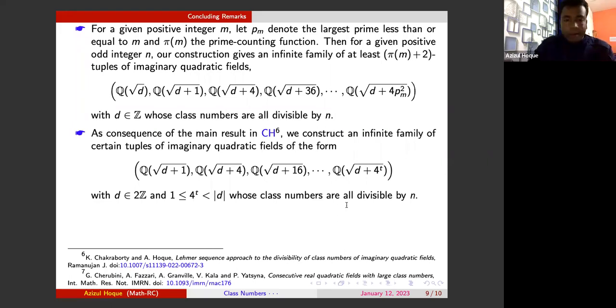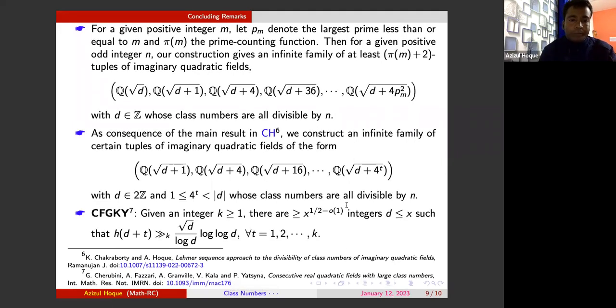Now there is a nice result by Bhargava and his group. They proved a result in the case of real quadratic fields, but it is not about divisibility. It is about consecutive fields with large class numbers. So they prove that there are this many fields with discriminant up to x such that the class numbers are bigger than a constant times this quantity.